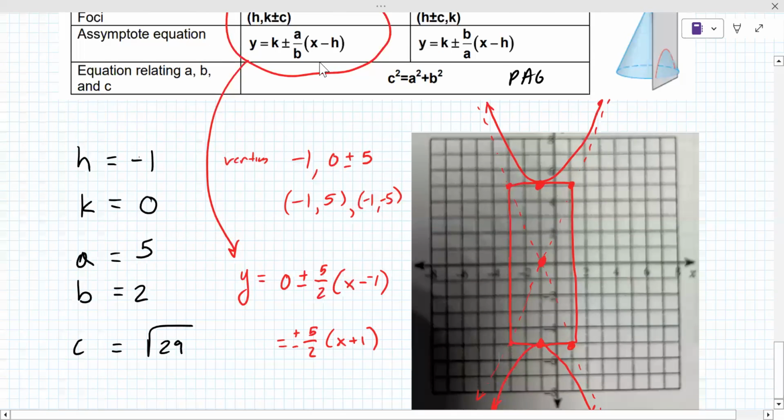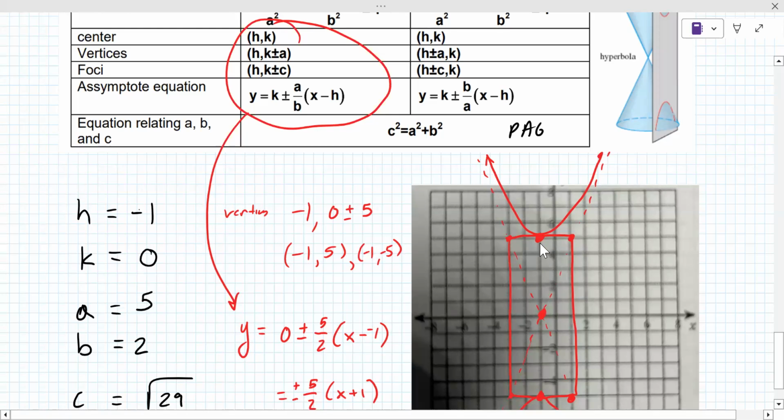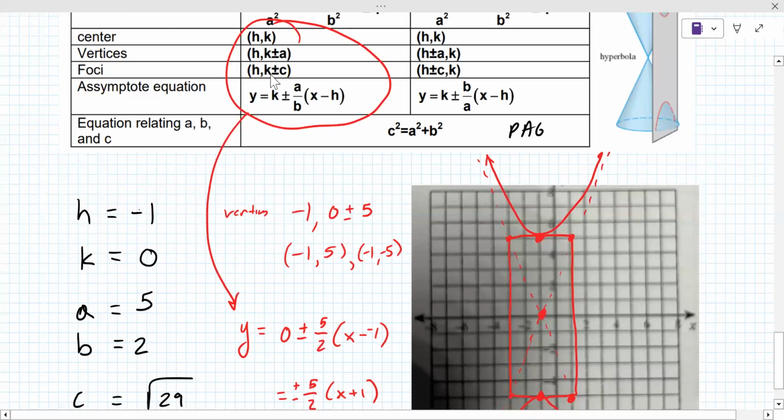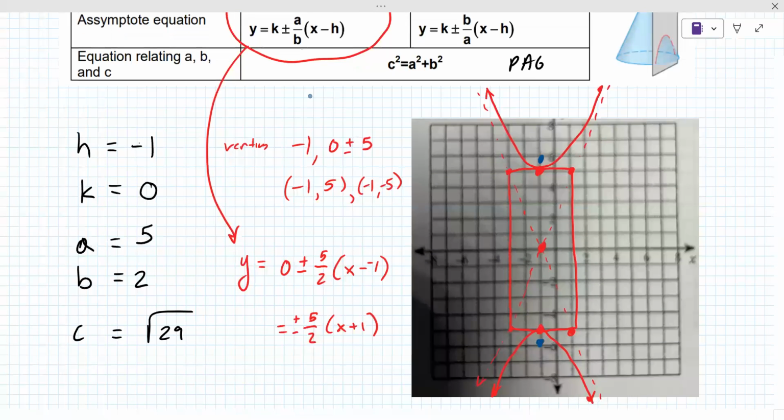Okay, so the last thing is the foci. Foci, if you recall, they're the same distance. The square root of 29 is between 5 and 6, roughly, so you have to kind of know where that is. You're taking your K value, which is 0, and adding plus or minus the square root of 29. So your foci, I'll show that in a different color, blue. Foci are kind of like here and here, but they're always inside the hyperbola. A hyperbola is 2 parabolas.